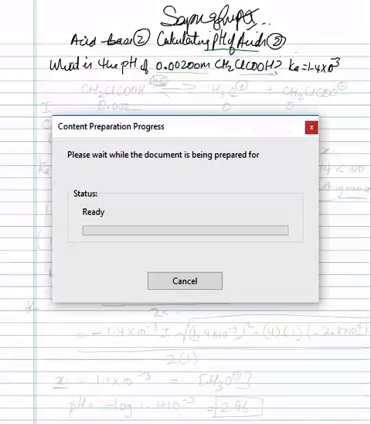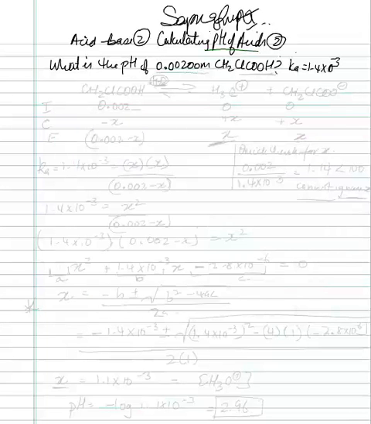Calculating the pH of acids. And here again is another calculation. What is the pH of 0.00200 molar CH2ClCOOH? COOH, again, it's an organic acid, CH2Cl. This is chloroacetic acid. You don't have to know the name, it's fine, but anyhow, that's what this is. And the Ka is given to us: 1.4 times 10 to the negative 3.